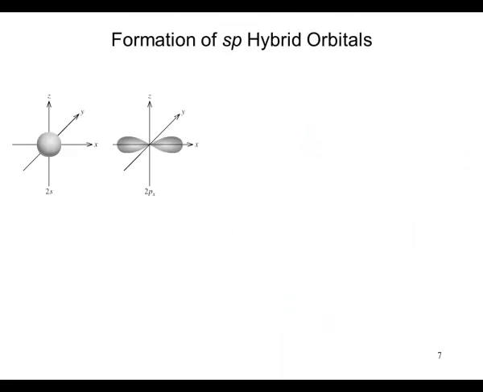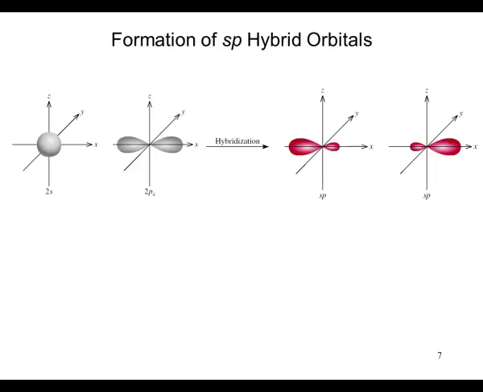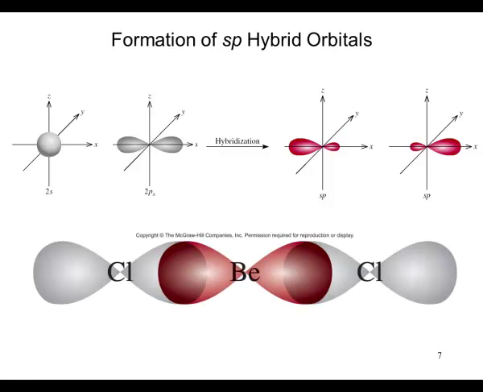The sp hybrid orbital occurs from hybridizing an s and a p orbital. 2 sp orbitals are formed, and they are linear. Beryllium dichloride is an example.